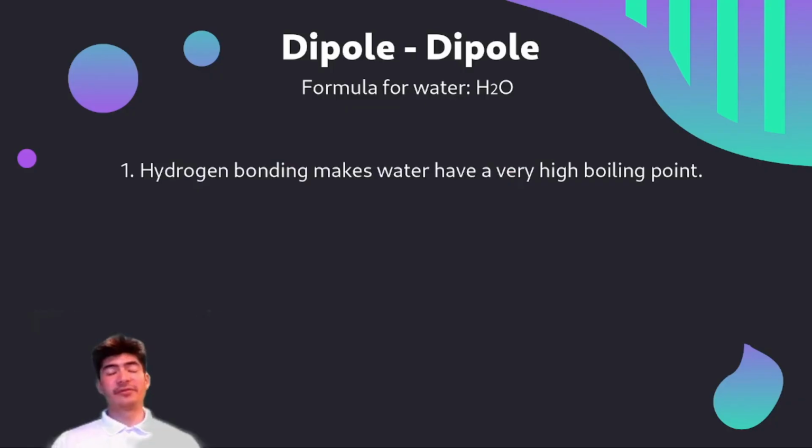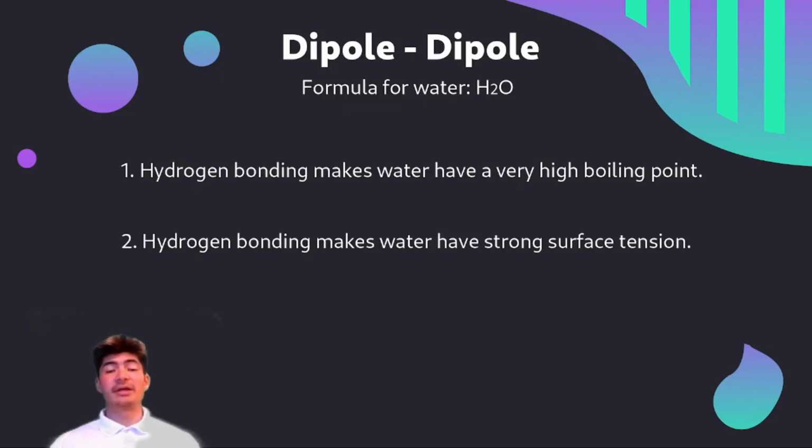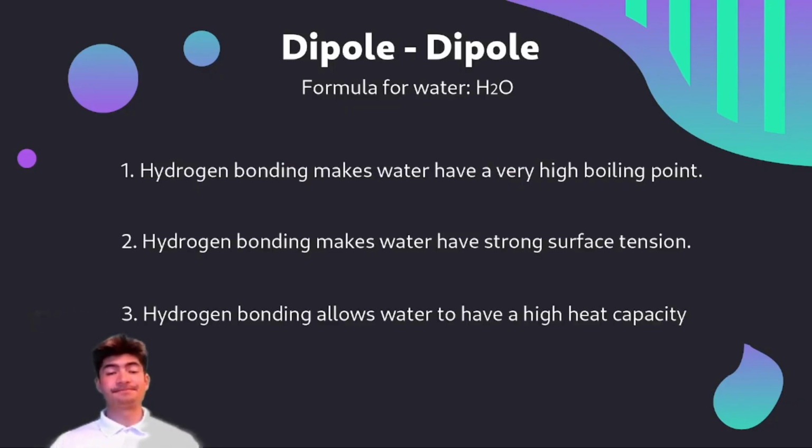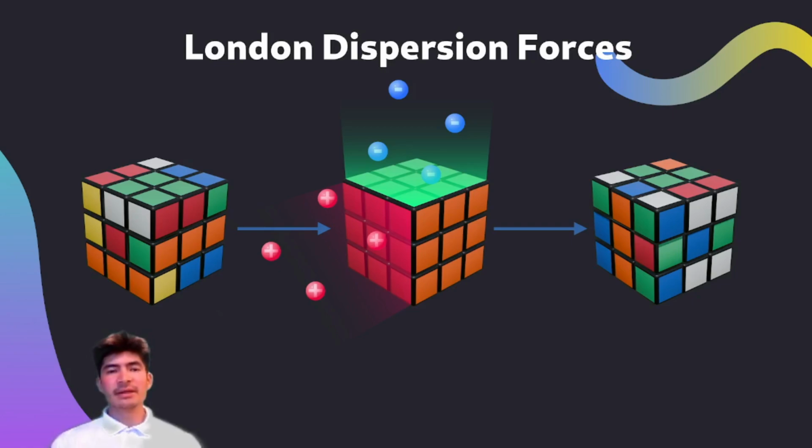Hydrogen bonding allows water to have a very high boiling point. It allows water to have a strong surface tension, and it allows water to have a high heat capacity. This is just because water is able to associate with itself, and that makes it so it's held together very strongly. It's going to require a little more heat than usual to break it apart, or more force. If you're going to break it apart with physical force, it requires more than you would expect to break those water molecules apart.